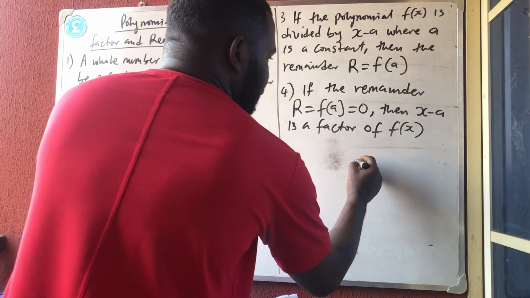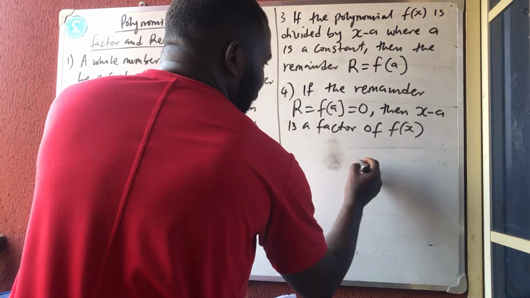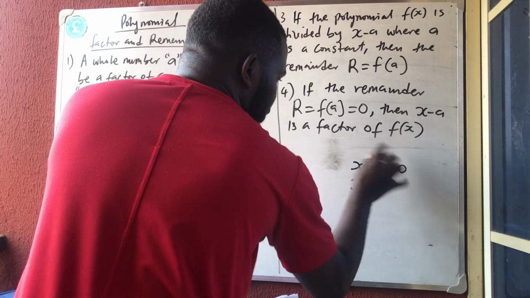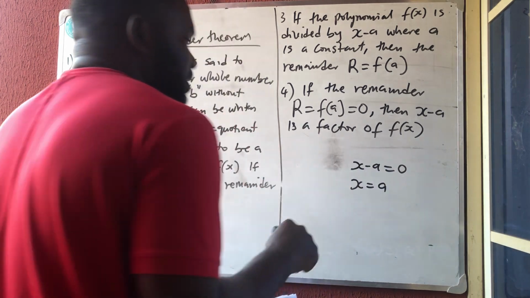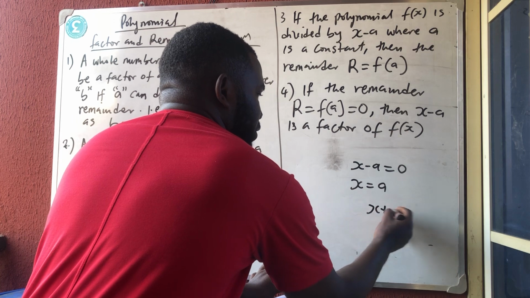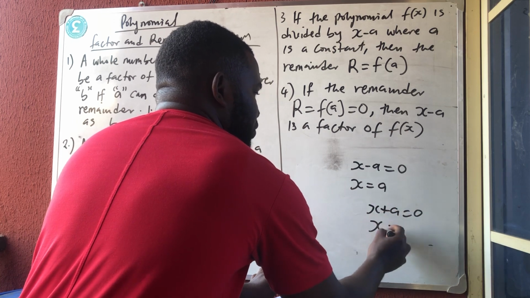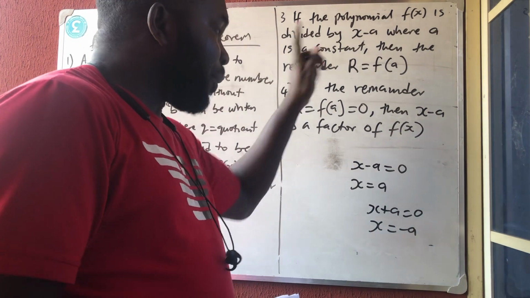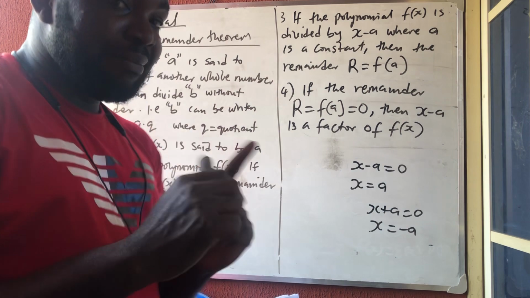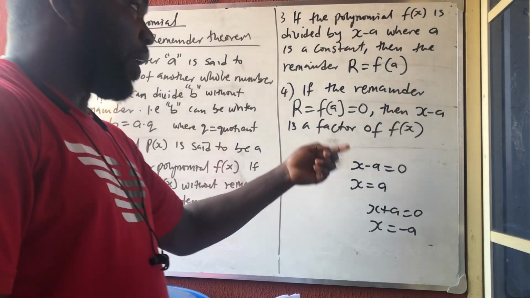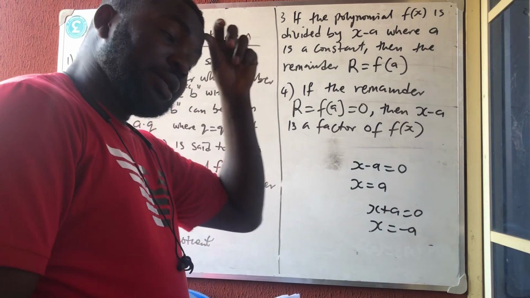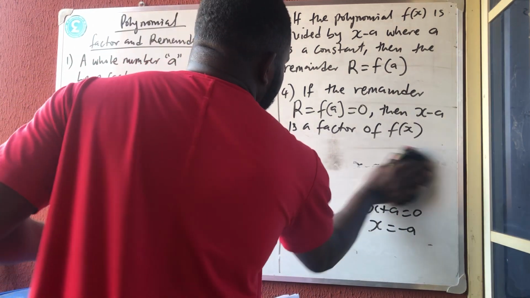I normally do it like this: x minus a is equal to 0, then x becomes a. So x is equal to a, which means in that polynomial, anywhere I see x, I put a. But if it is x plus a equal to 0, it means that x is equal to minus a, which means in that polynomial, anywhere I see x, I put minus a, to get the remainder. We do this when the polynomial is being divided by a linear equation where we can easily get the value of x. So that is that.